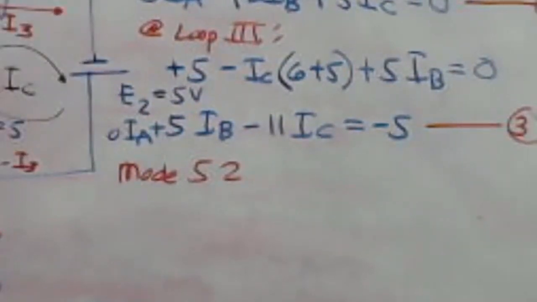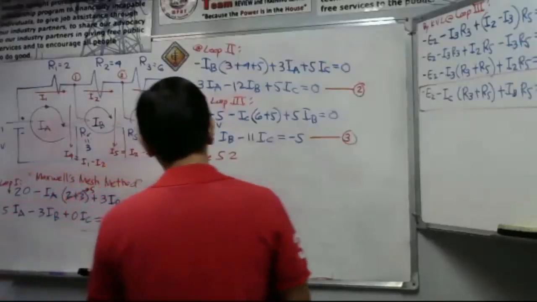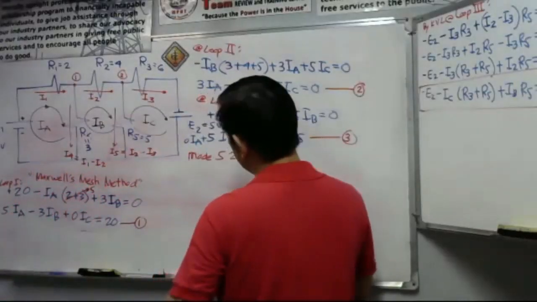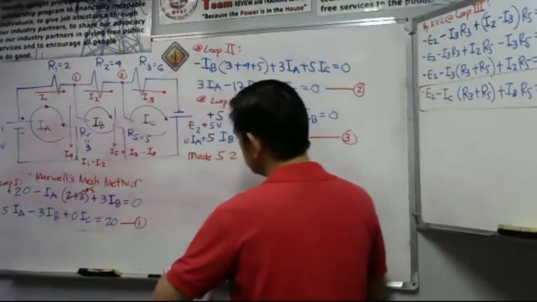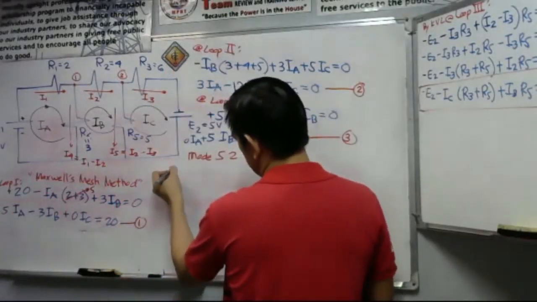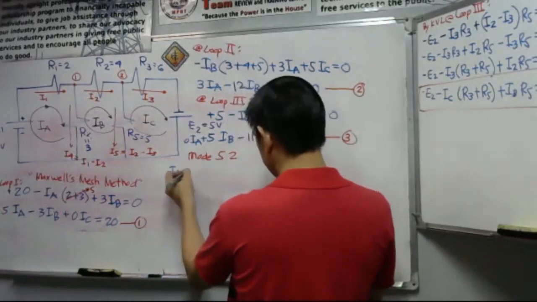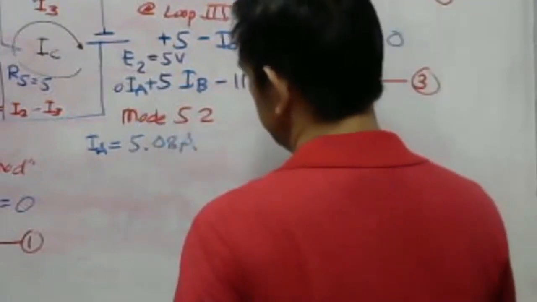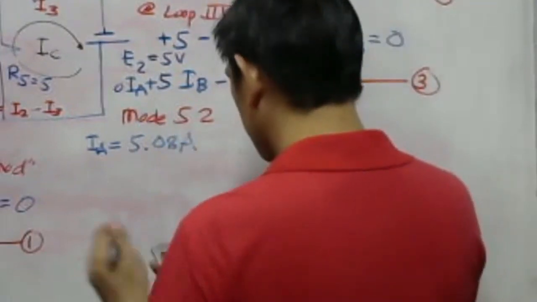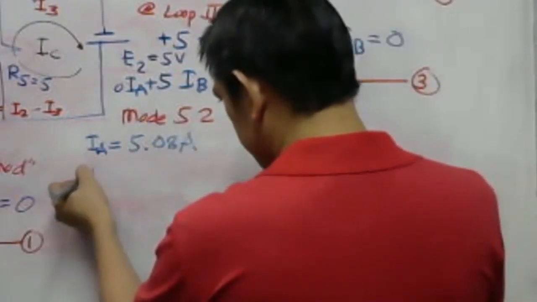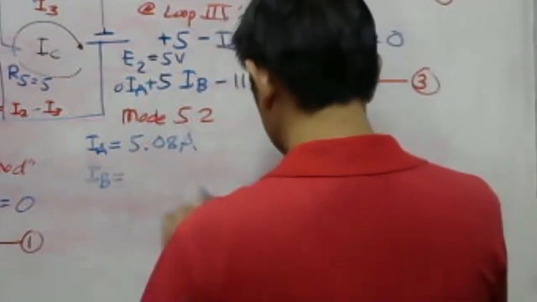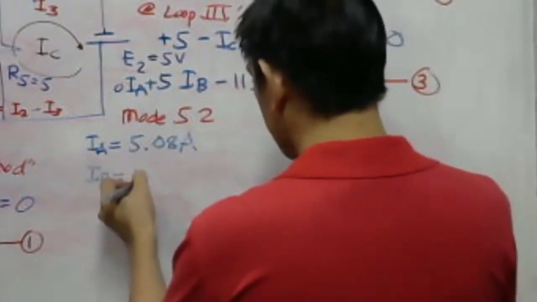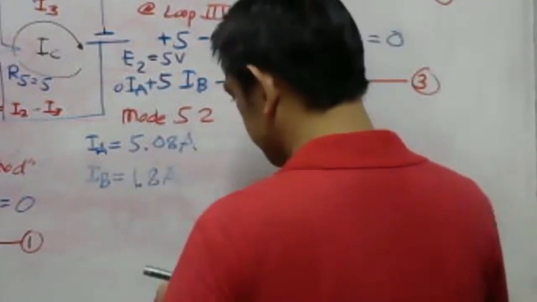Okay, the answer here for our IA is 5.08 amperes. Our I sub B is equal to 1.8 amperes.